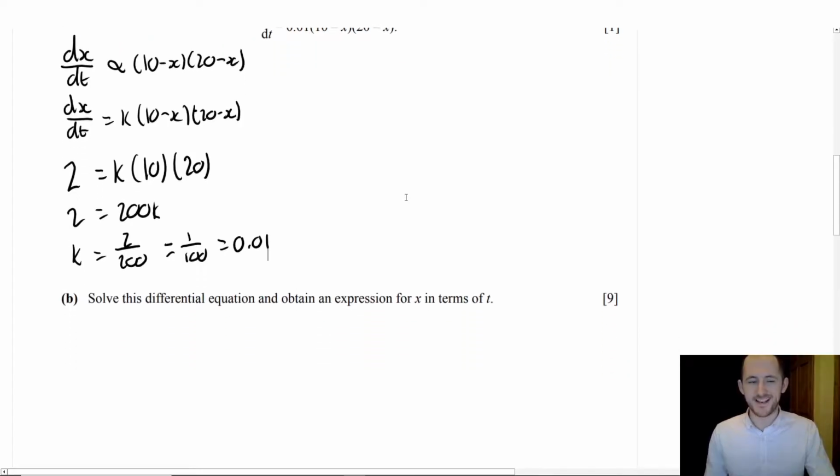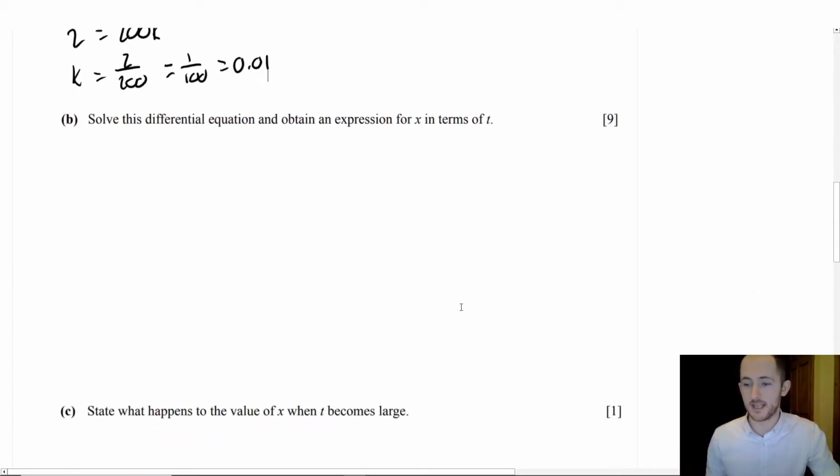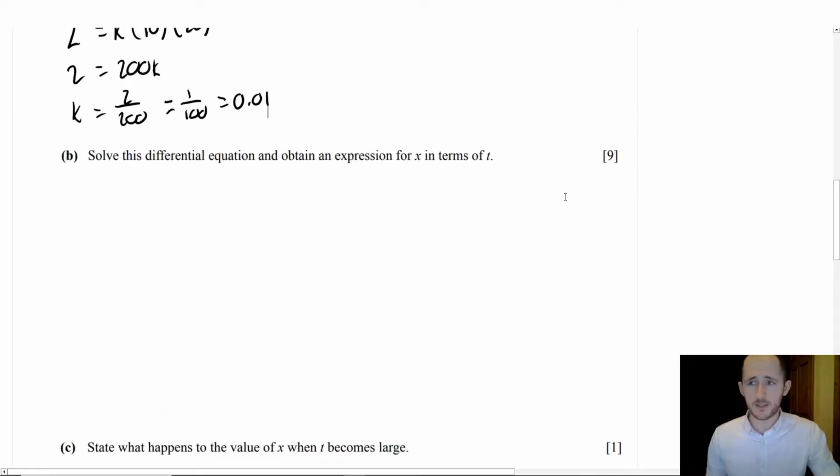Okay, now here's the fun one. So here's going to be the lion's share of what we're going to be doing today, which is solving differential equations, which is the primary thing that they want you to be able to do in the CIE A Level Maths in terms of this topic. So solve this differential equation, obtain an expression for x in terms of t. So this is quite long, 9 marks, so you can expect that it's going to be a bit tricky.